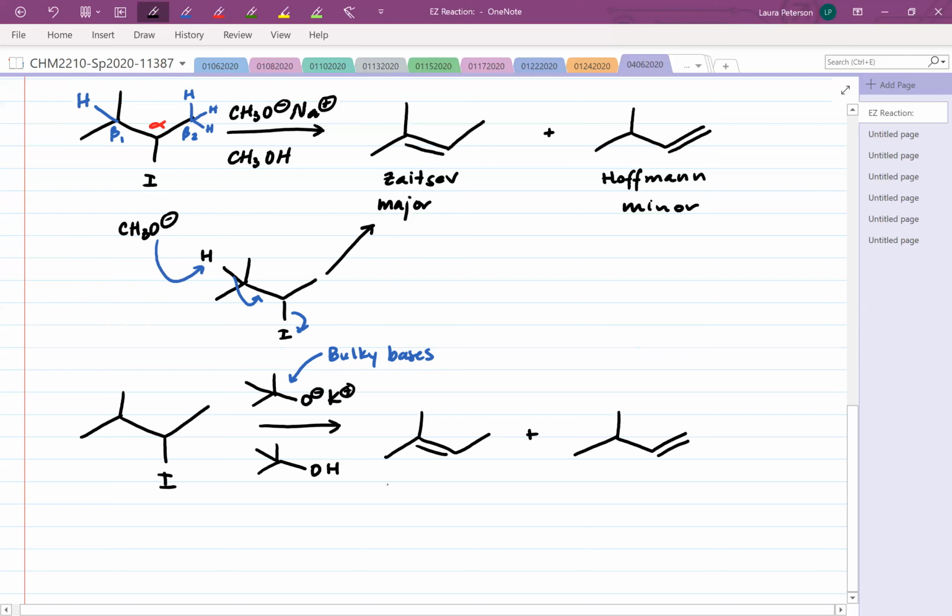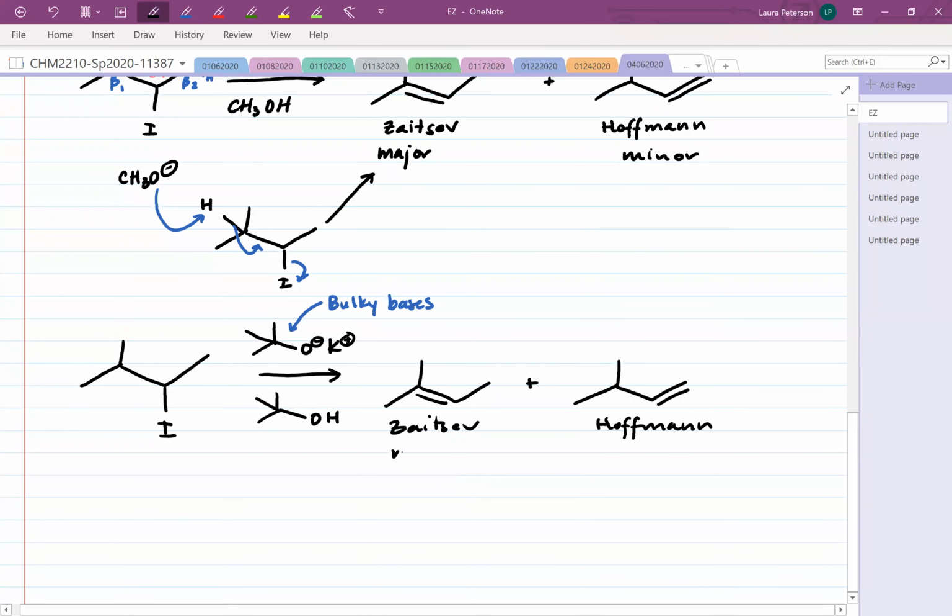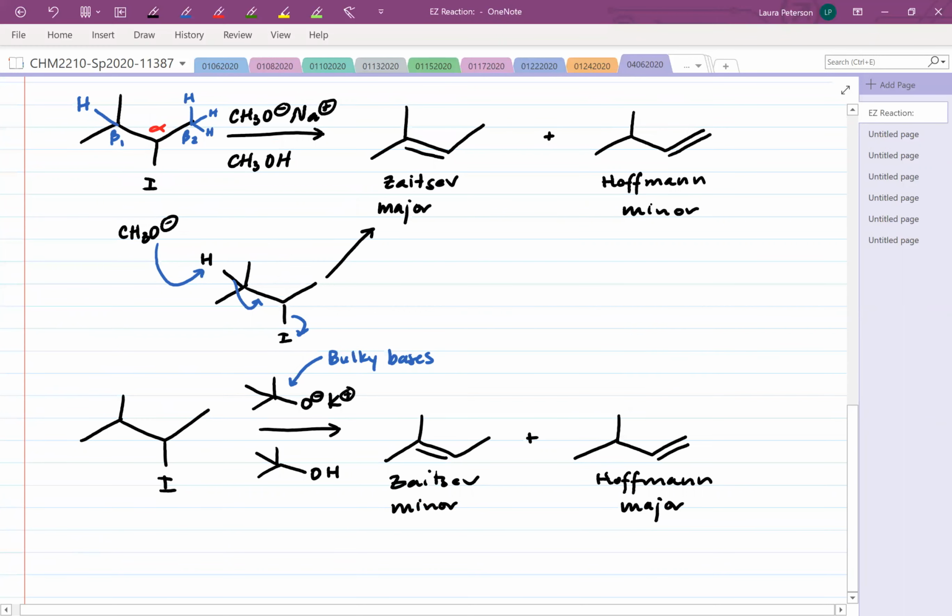Okay, and we would still call them Zaitsev and Hofmann. Okay, so Zaitsev means more substituted, Hofmann means less substituted. But notice, we actually alter the regioselectivity. Now, the Hofmann product is the major product. So the identity of the base actually influences what the major product is. So another way to say that is we could alter the regioselectivity by changing the base.